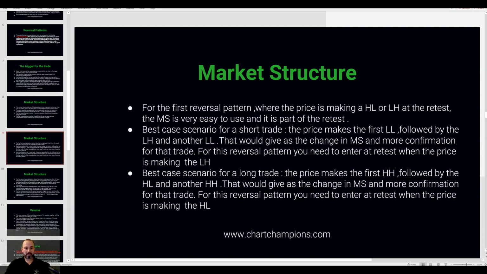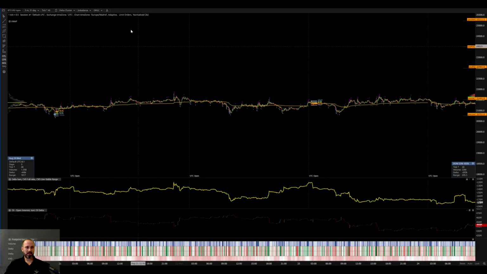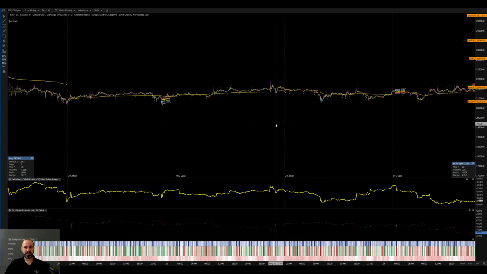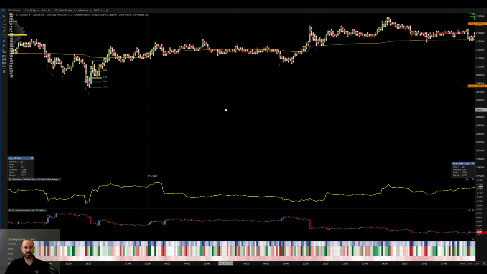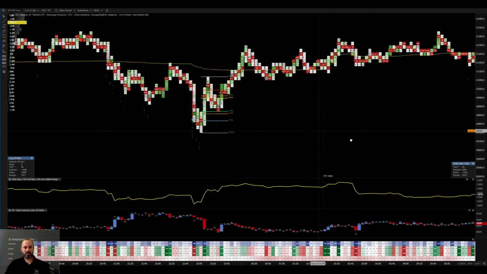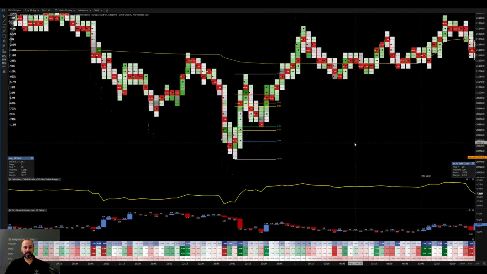And now let's see some examples. I would use EXO for this. So basically those are a few examples. Let's start with this one. I have it marked here, right? So like I said, for this reversal pattern, basically the price comes here, then you don't enter here, you enter at retest. Usually the retest comes somewhere around the CC, and that is where you want to enter the trade.